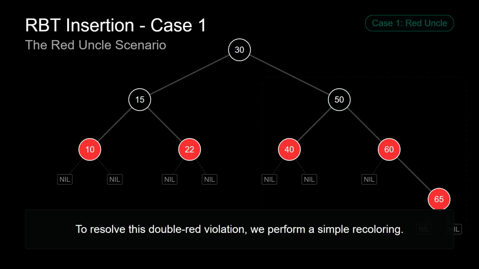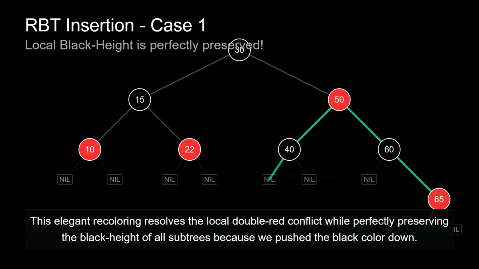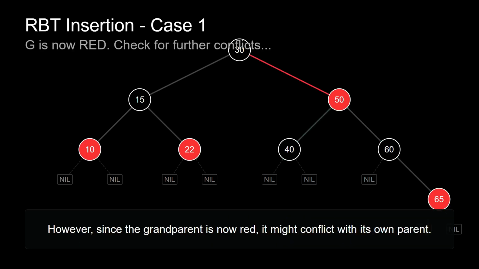To resolve this double red violation, we perform a simple recoloring. We paint both the parent and the uncle black, and we change the grandparent from black to red. This elegant recoloring resolves the local double red conflict while perfectly preserving the black height of all paths, because we pushed the black color down. However, since the grandparent is now red, it might conflict with its own parent.